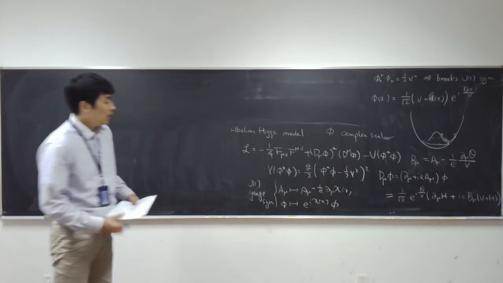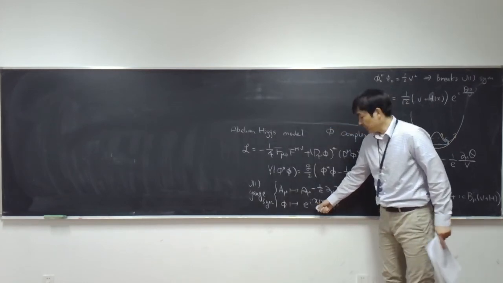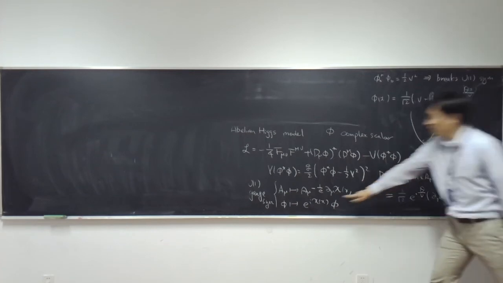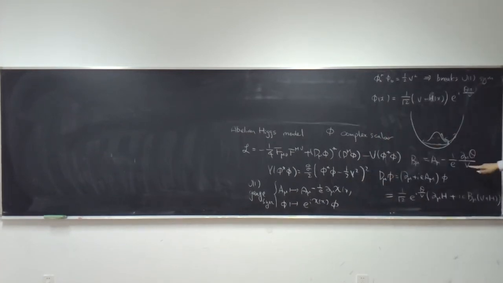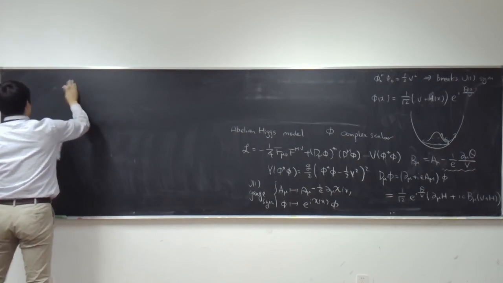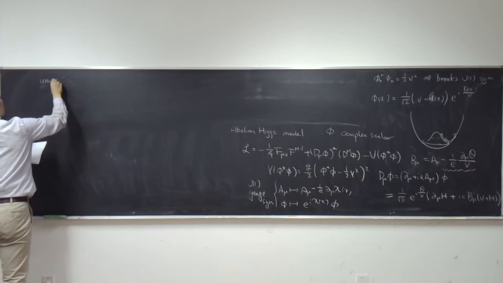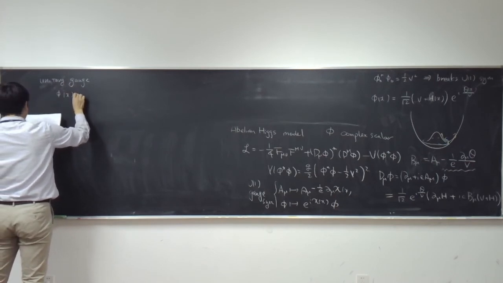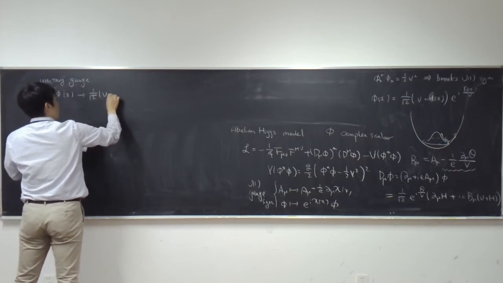As you can easily see, this chi corresponds to this theta, and this A mu is really a gauge transformation. In partial mu theta you can just substitute chi as theta over v. Then this gauge transformation is really this, and any gauge transformation is replaced by this one. Therefore, by choosing a gauge for phi of x, this is called the unitary gauge. I will tell you why it is called the unitary gauge. For phi of x, you can choose a gauge such that phi of x is 1 over square root 2 times (v plus h of x).